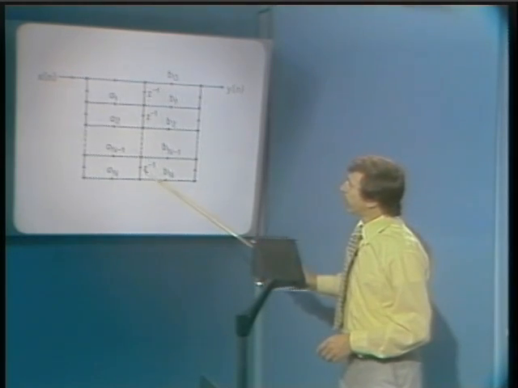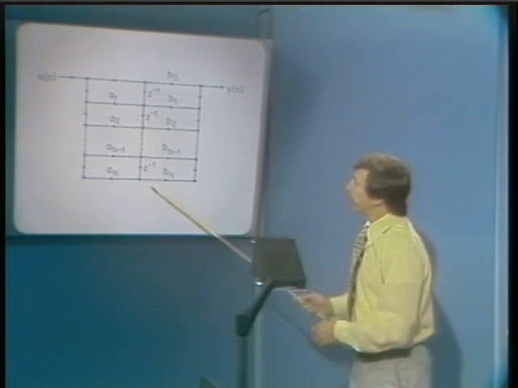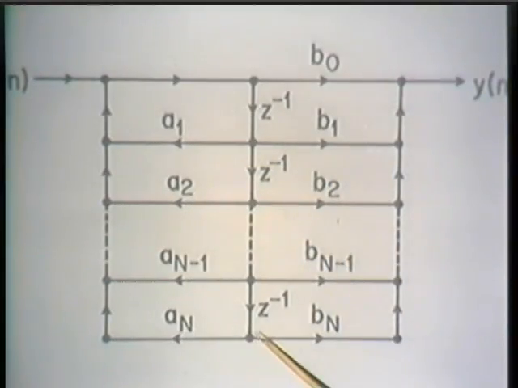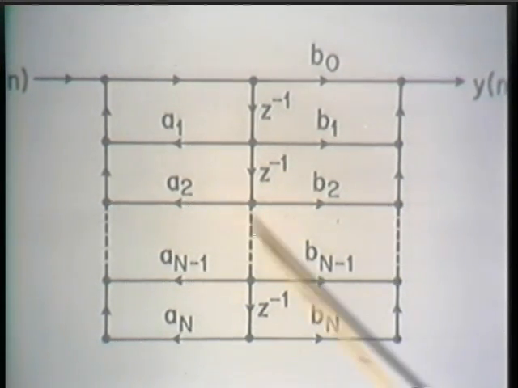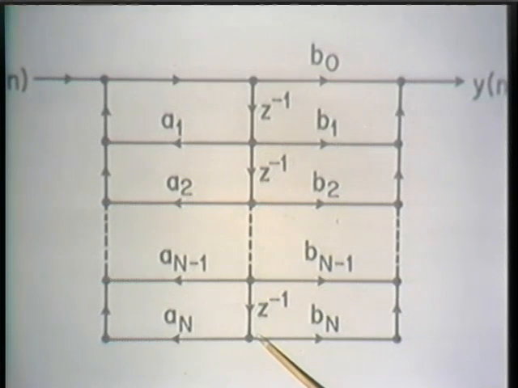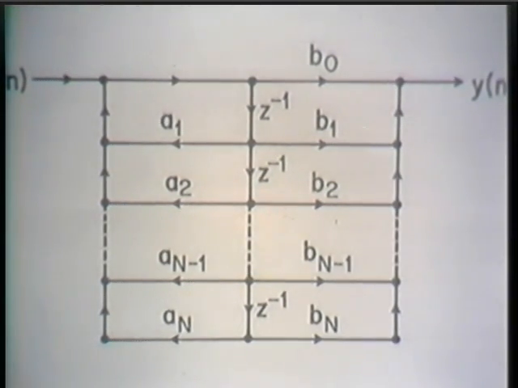So in this structure, as it's implemented here, we have n delay registers, where again I'm assuming that capital M was equal to capital N. There are n delay registers, whereas in the first network that we generated, the network corresponding to the zeros first and then the poles, there were 2n delay registers.